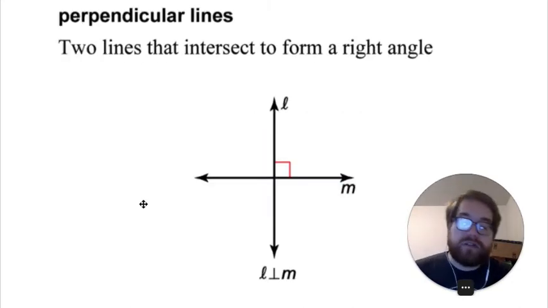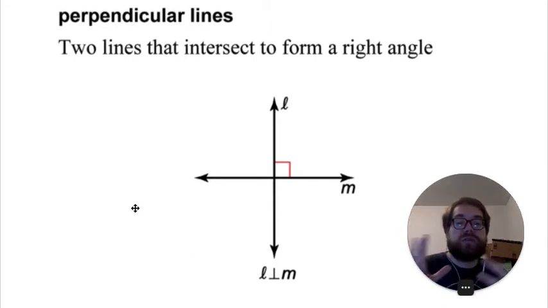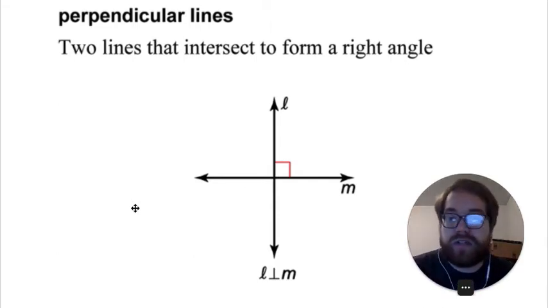Also, we have perpendicular lines. You've worked with these a little bit before too. These are two lines that intersect to form a right angle. So we have line L and line M here, and they're intersecting at one point to form a right angle, and we denote that with this red box here. If we see this red box on a figure, we know that these two lines are forming that right angle, and so they're perpendicular to each other. Again, those are some important vocabulary terms that you want to know in this first section.